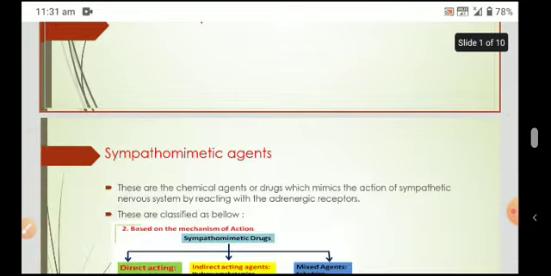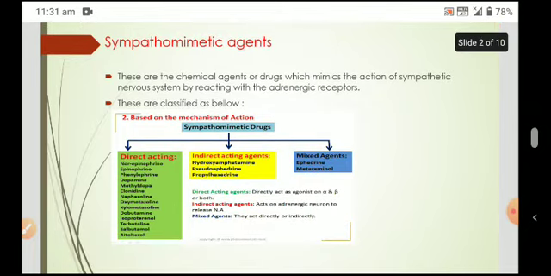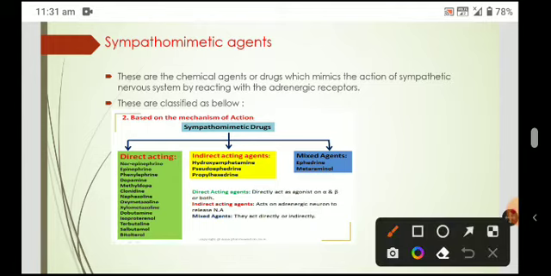So we will see exactly what sympathomimetic agent means. These are the chemical agents which mimic the action of the sympathetic nervous system. These agents are the drugs which mimic the action of the sympathetic nervous system, which we call sympathomimetic agents, and they react with the adrenergic receptors. How do they mimic? By reacting with the adrenergic receptors. Now the next thing is the classification.